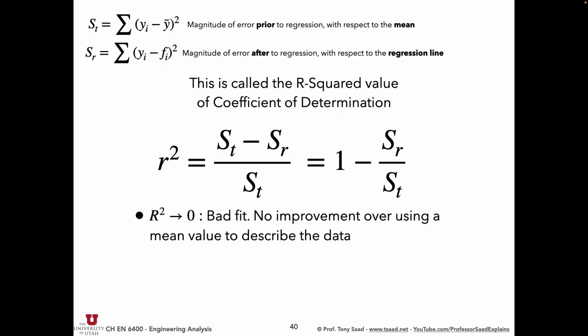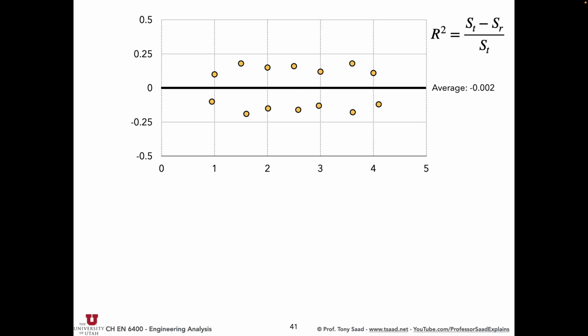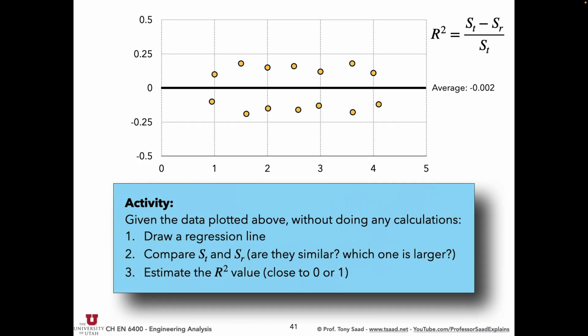I'll give you these two visual examples I used to give in exams. This is some data in yellow, and this is the average of these data, minus 0.02. I'm asking you, draw a regression line and tell me if this is going to be a good fit or a bad fit. What is the R squared value without computing anything? Forget question 2. Good fit, R squared is 1. Bad fit, R squared is close to 0.